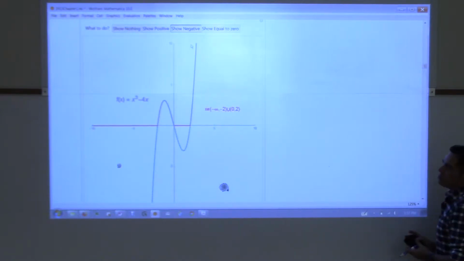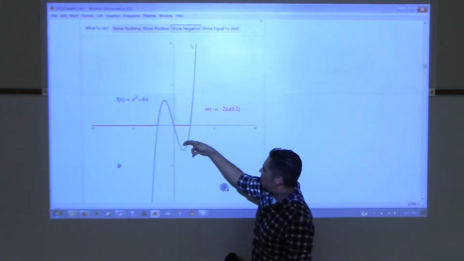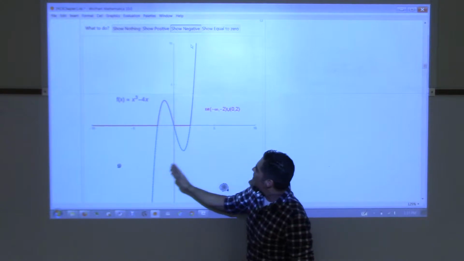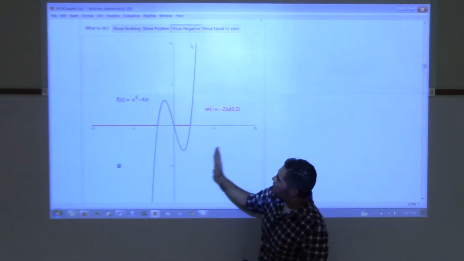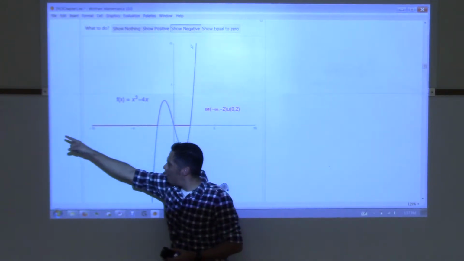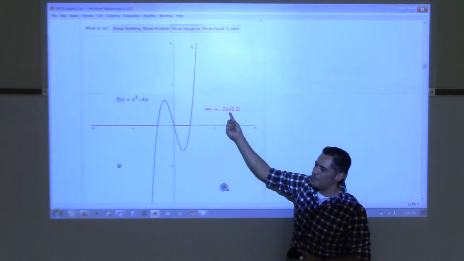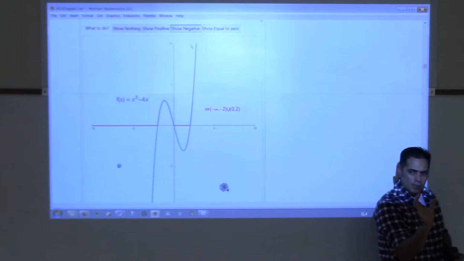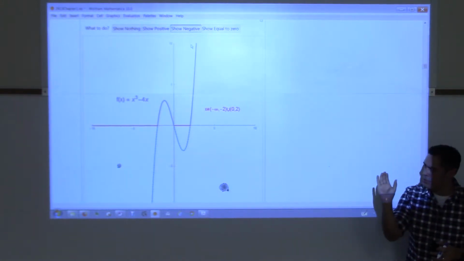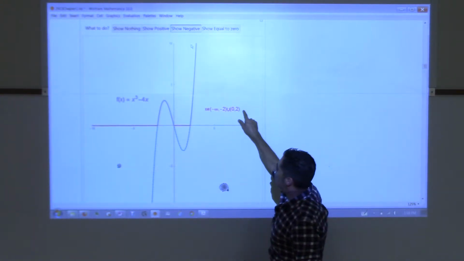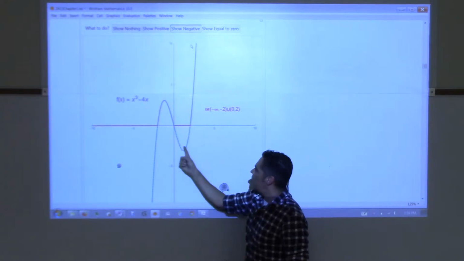So here's where the function is negative, where it's below the x-axis. We always read this left to right, like a book. So starting way out there to here is -infinity to 2. Oh, what's that symbol? Union. That's how we put together two intervals. We use a union symbol. Union 0 to 2, so from 0 to 2, it's below the x-axis.